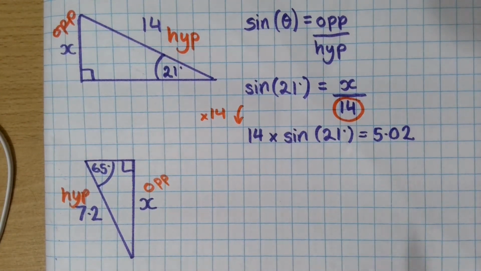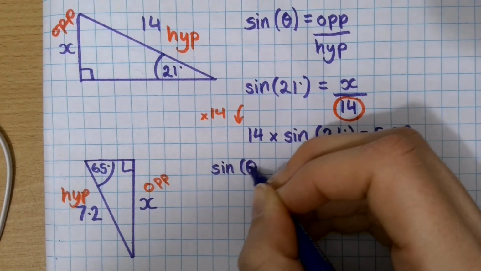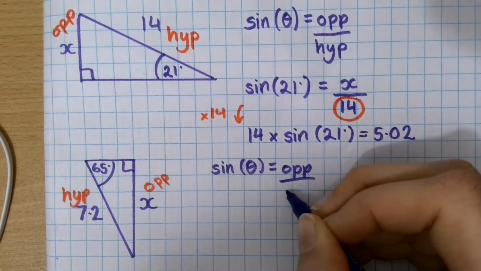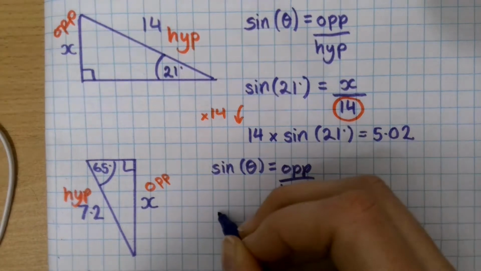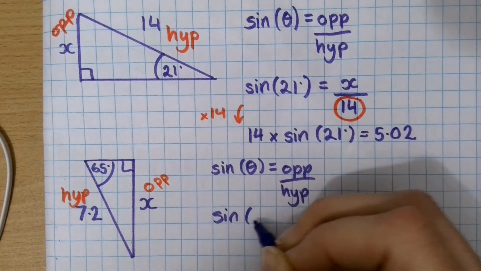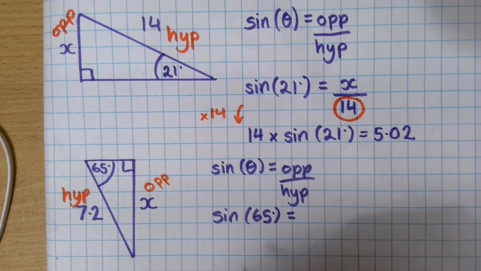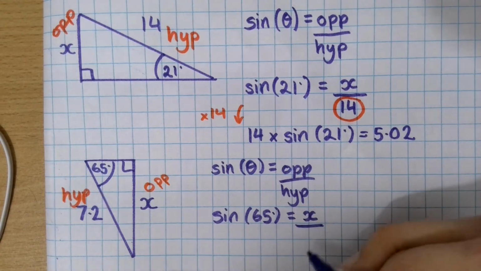Now I know it's written up there. I'm going to write it again because it's good habits. We write the formula out. Sine of an angle equals opposite over hypotenuse. And now we put the numbers in. Sine, this time it's 65 degrees. My angle is 65 degrees equals the opposite, which is x, divided by the hypotenuse, which is 7.2.